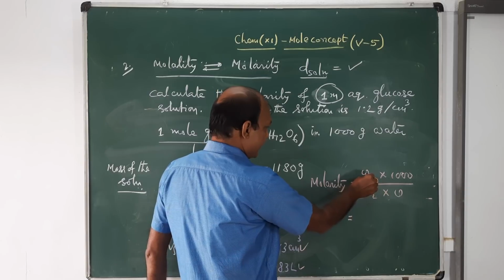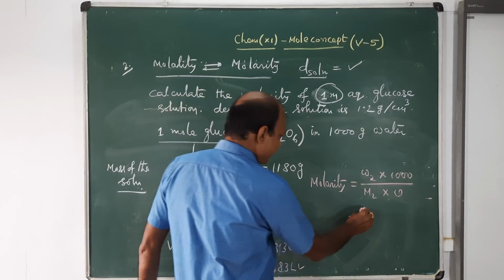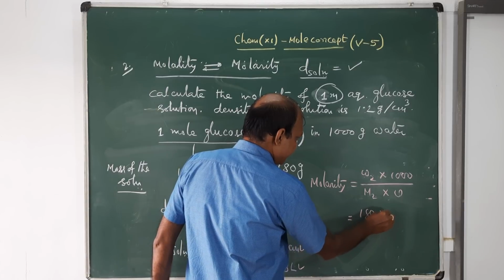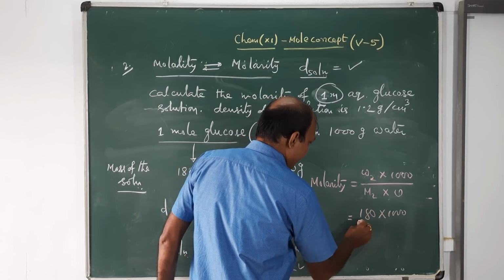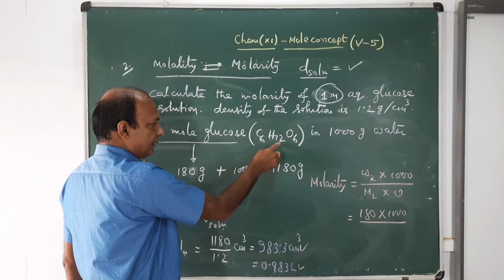Now W2 is the weight of solute. Weight of solute is 180 gram. So 180 into 1000 by the molar mass of glucose. Molar mass of glucose is 180.